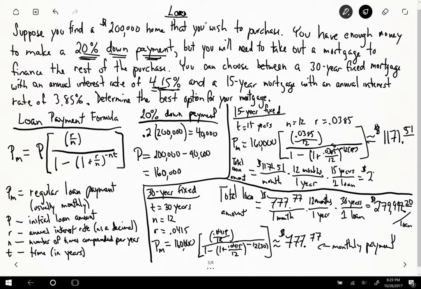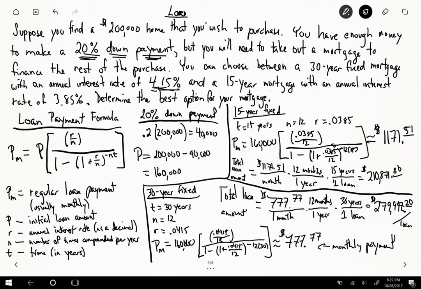You get $210,871.80. Okay, so in this case, the 15-year only costs you $10,871 in interest versus the other one costs you $80,000. So keep that in mind when you're actually going for a mortgage. How much is this thing actually costing you? It makes a big difference, and depending upon the interest rate too, but usually I have that lower interest rate with the shorter time period.